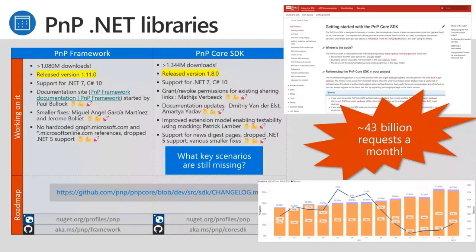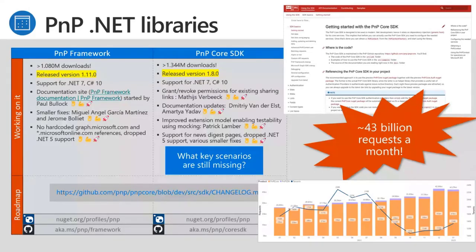And finally, some other smaller updates like a new news digest page support type. So when you create such a page, we now handle that correctly. We don't fail anymore. Important to know, actually it applies to both Framework and Core SDK, is we dropped .NET 5 from our nightly builds. So .NET 5 has been out of support for a while already, and the next major version will not have it anymore. So we already started dropping it from the nightly builds. And a few other smaller fixes here and there.